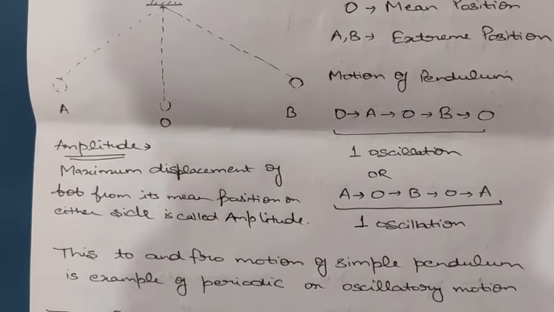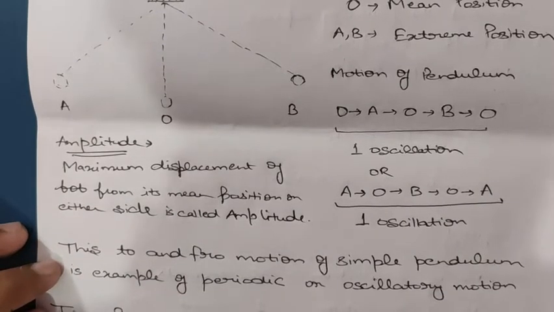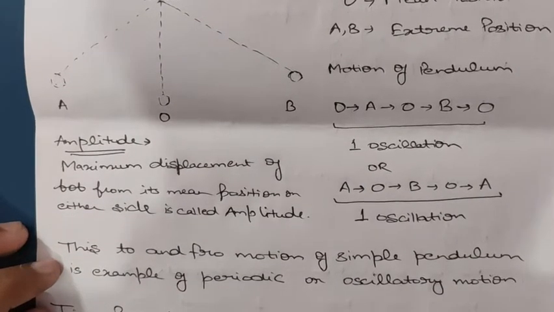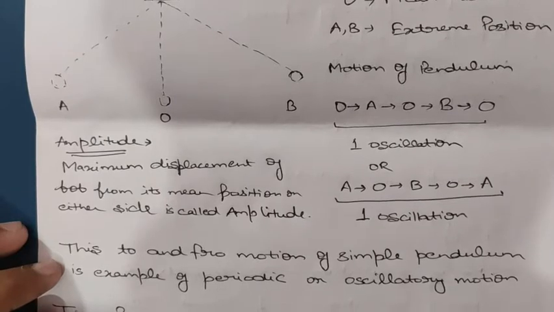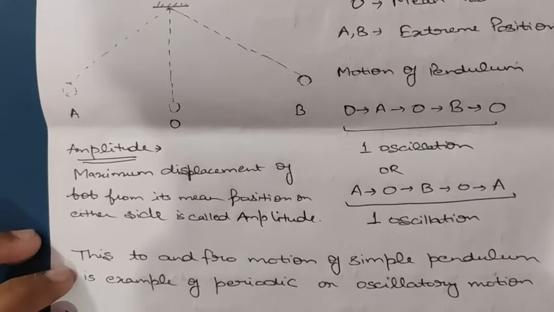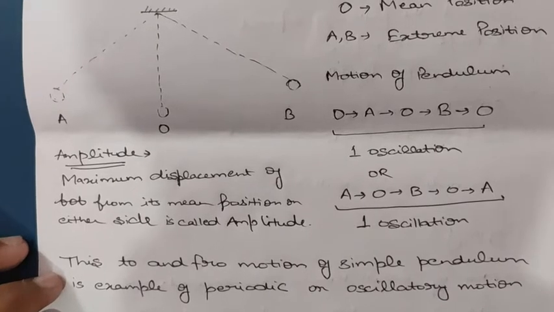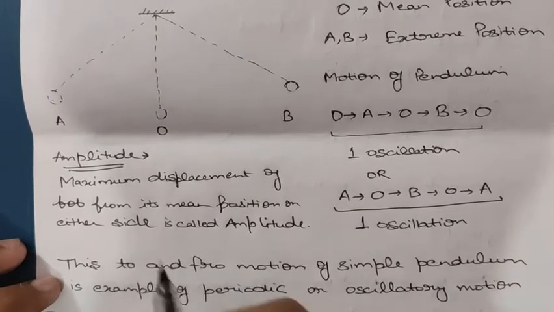There were certain terms related to the simple pendulum: time period and frequency. Time period was the time taken by the pendulum to complete one oscillation, and the frequency was the number of oscillations in 1 second. Okay, there was a term that we didn't discuss, which was amplitude. It is a simple term, so let's discuss it now.